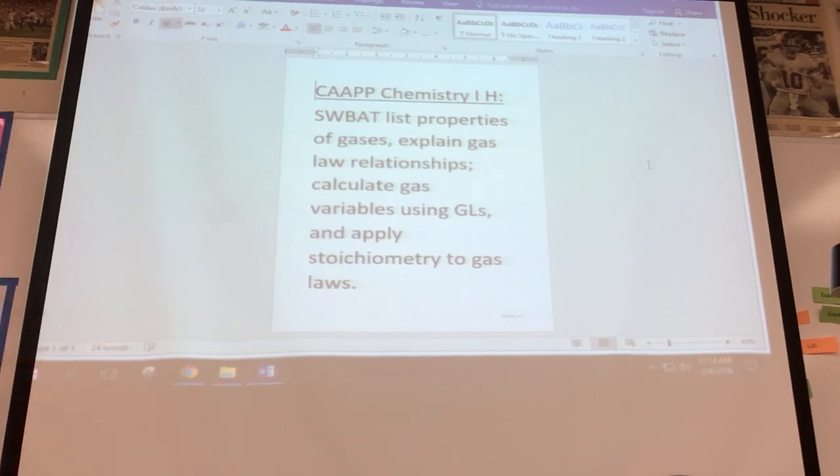We're going to continue talking about gases today. Last time we talked about the properties of gases, and we also introduced 4 variables. One of the variables was pressure. What are some of the other variables we mentioned?